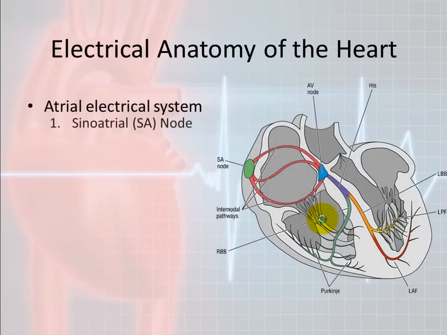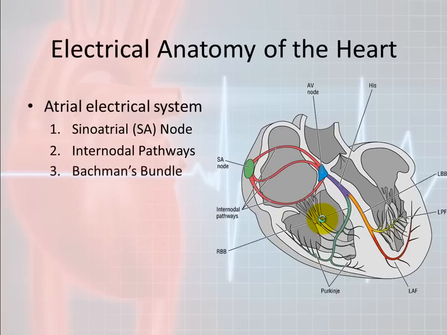So we're going to start off here with the electrical system above the ventricles. And these are the ones we're going to go over. We're going to go over the SA node, the internodal pathways, something called Bachman's bundle, and we're going to go over the AV node.